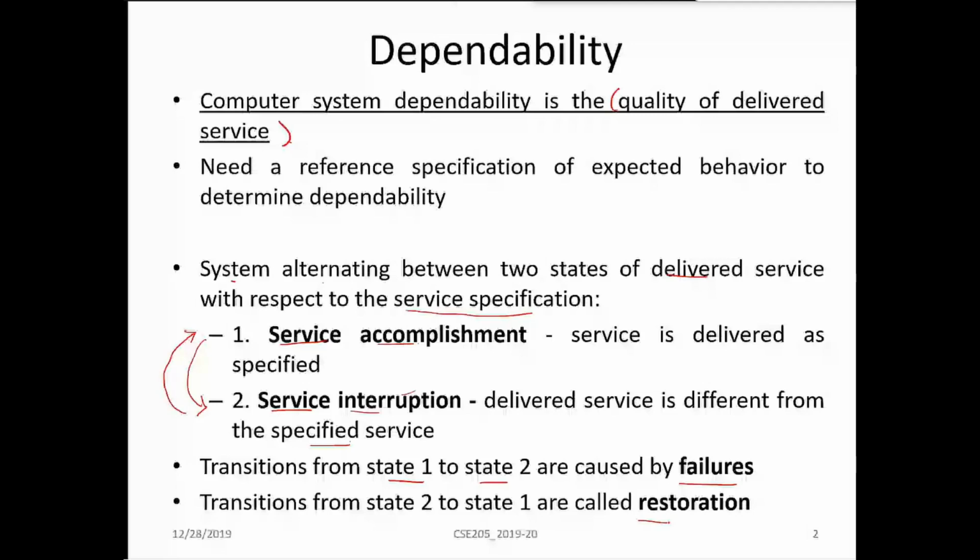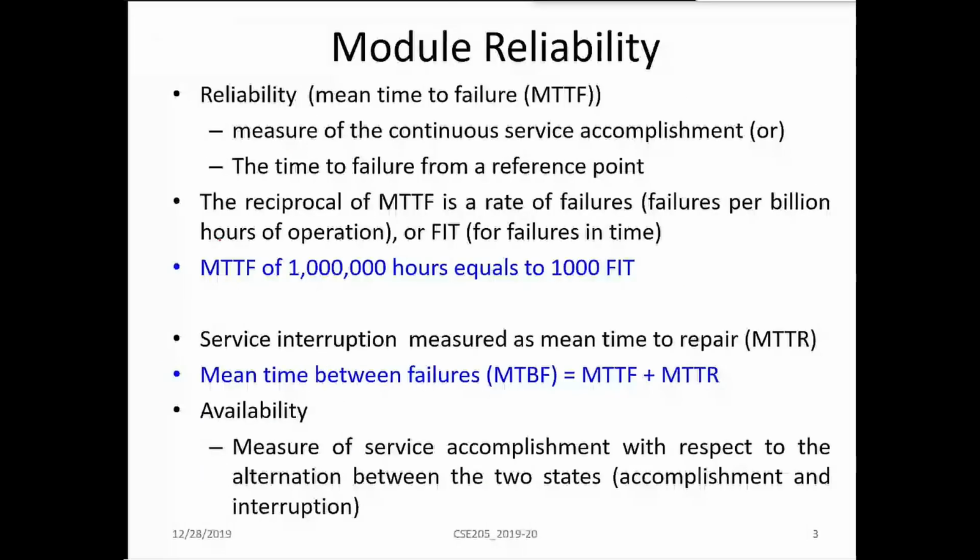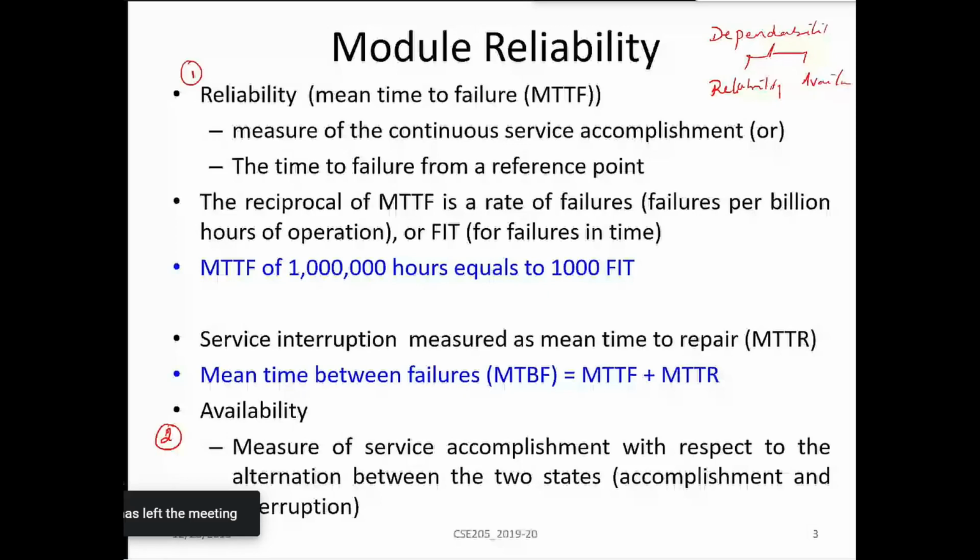So what is dependability? Two important factors: one is reliability, another one is availability. These two are the important factors here. What is reliability? It is the mean time to failure, which we say as MTTF. Okay, reliability is mean time to failure.